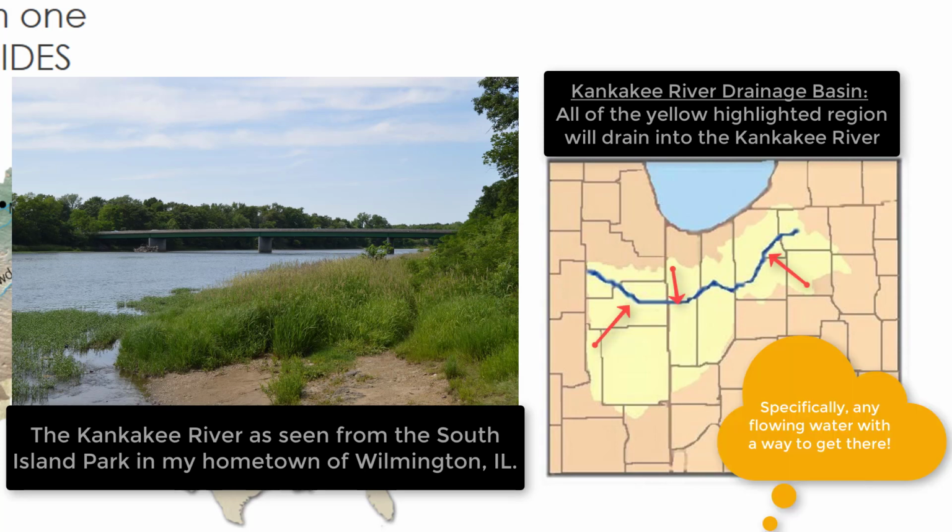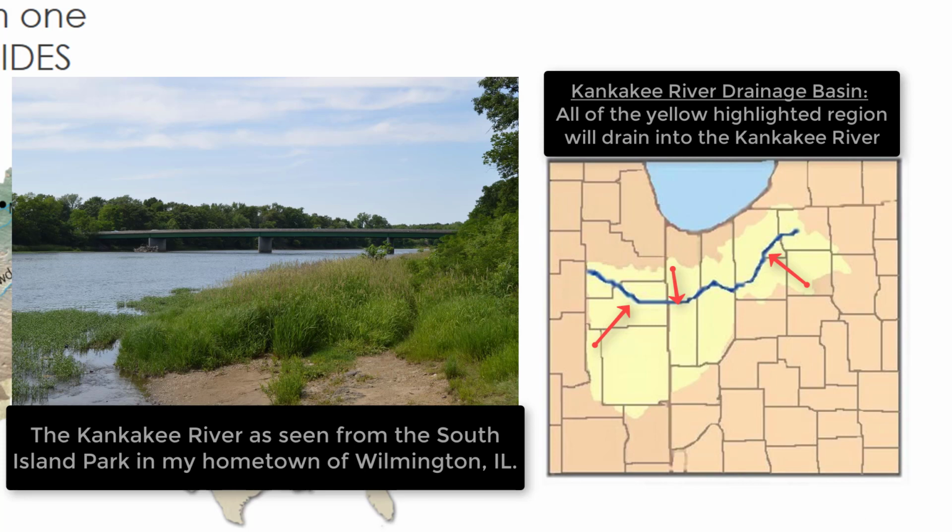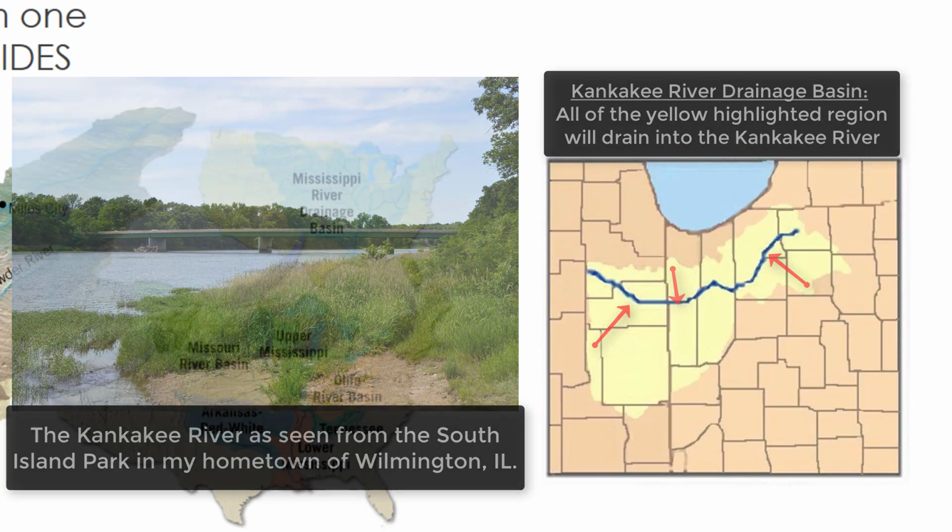Basically, any water that enters that yellow region will ultimately make its way to the Kankakee River, and any other creeks, streams, or rivers will eventually dump their water into the Kankakee River, assuming they're part of the shaded yellow region. Any creeks, streams, and rivers outside of that yellow shaded region, in the orangish colored region, will not contribute water to the Kankakee River.